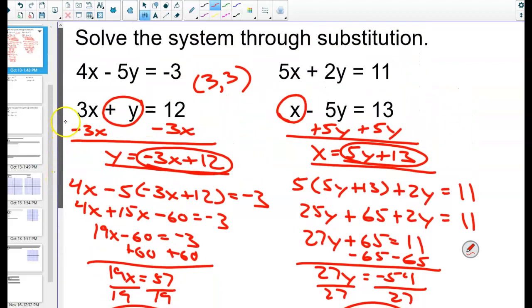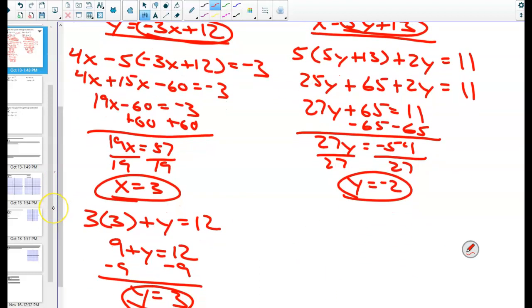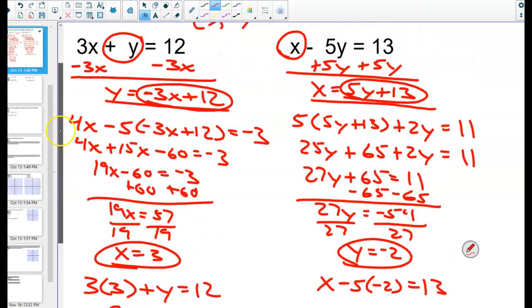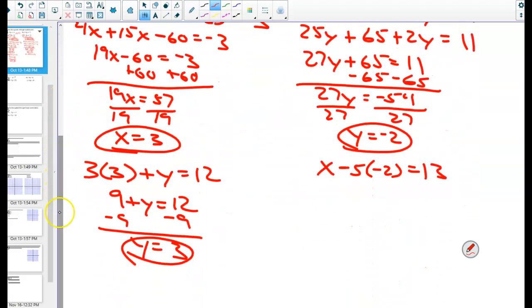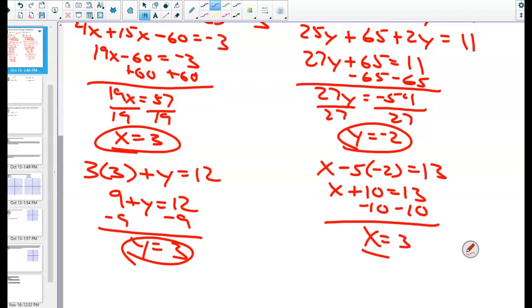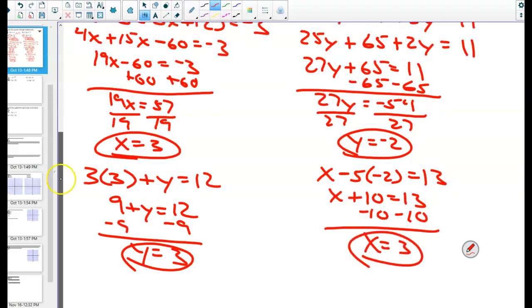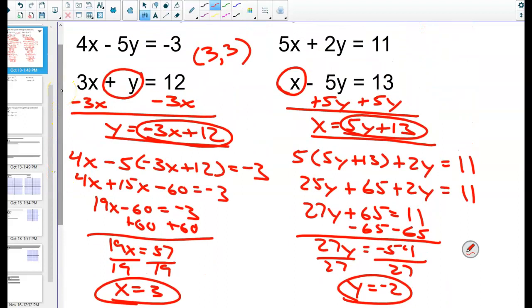And now I plug back into an original. X minus 5y equals 13. X minus 5 times negative 2 equals a positive 13. Negative 5 times negative 2 is 10. We subtract 10 on both sides, and my x equals 3. And my point is 3, negative 2. That's my answer. 3, negative 2.